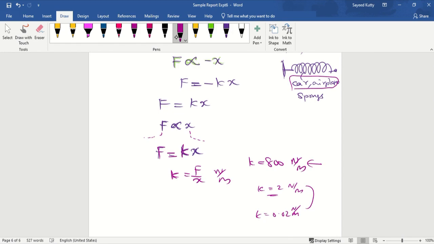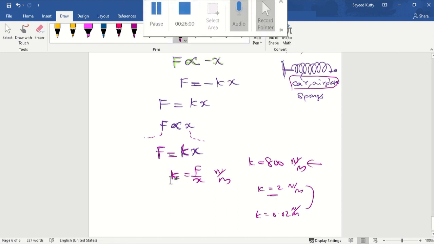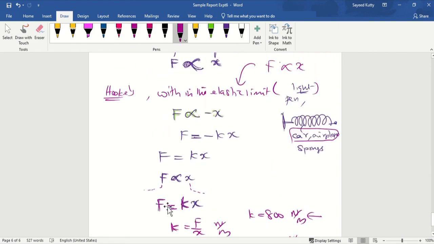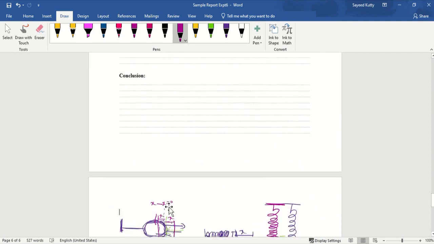Anyway, in today's experiment, we need to first calculate the spring constant of the spring that we are using. For that, I'm just going to show you how I will do that. So very simple. In our experimental setup, first of all, I have a spring. Here I'm going to apply a force, and there is a force sensor here.